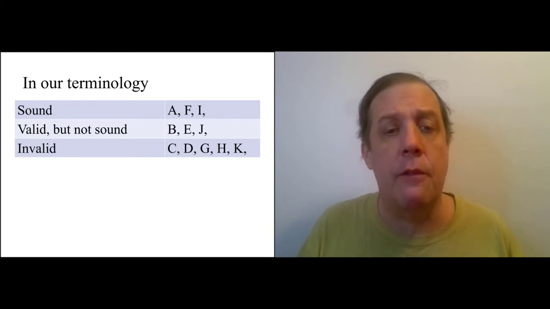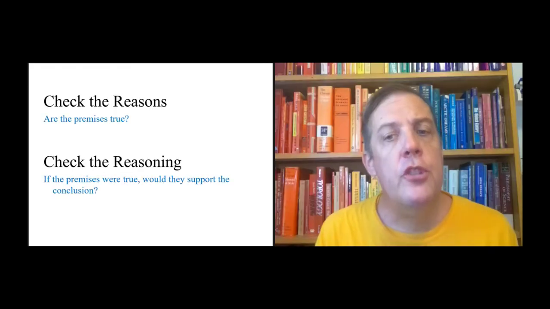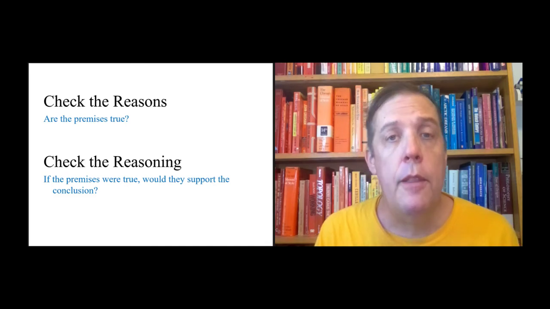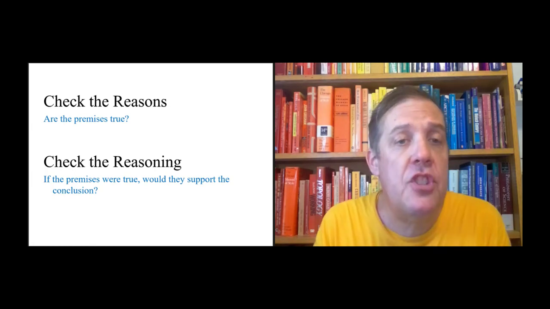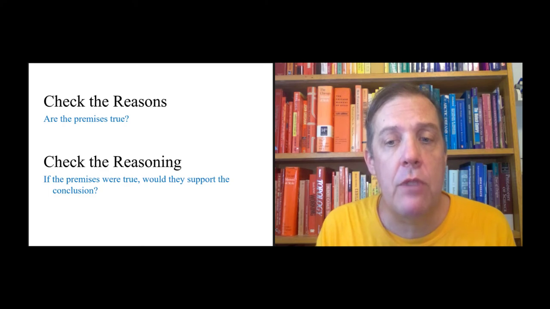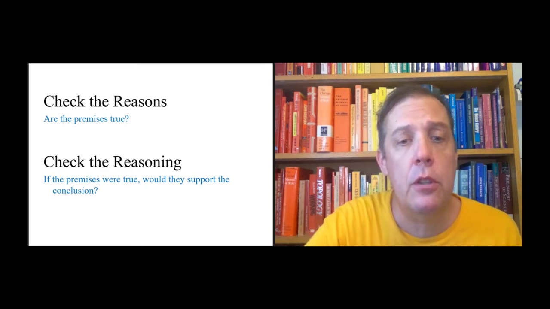And the final class of arguments are called invalid. So basically there are 2 standard ways an argument could go wrong. The premises could be false, or the reasoning could be faulty. So there are 2 standard questions you need to ask every time you encounter an argument. First, you need to check the reasons. Are the premises true? Then you need to check the reasoning. If the premises were true, would they support the conclusion?